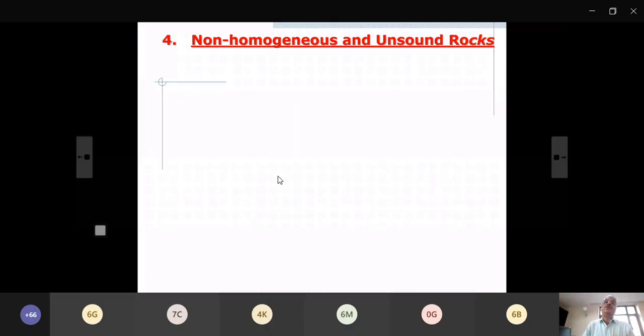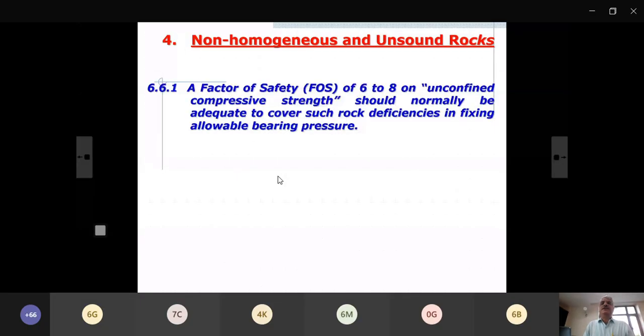Now let us say your rock is non-homogeneous or unsound, highly fissured, weathered, cracked. There it says that a factor of safety of 6 to 8 on unconfined compressive strength should normally be adequate to cover such rock deficiency. So here between 6 to 8, very high factor of safety because your rock is not homogeneous. There are other discontinuities in that.